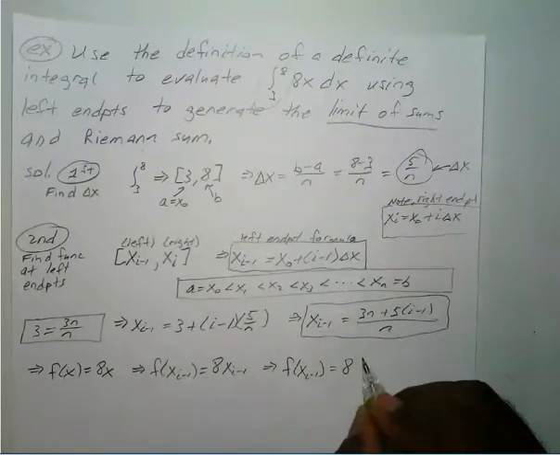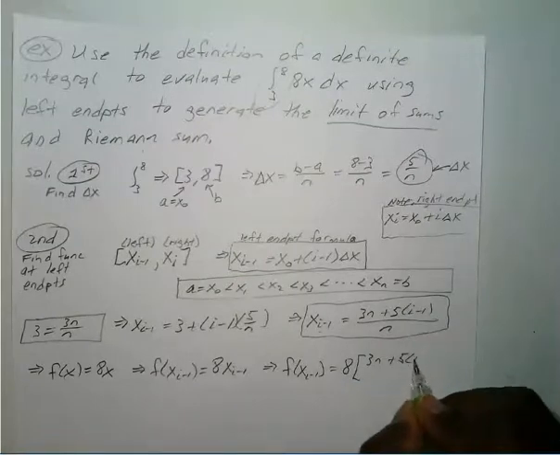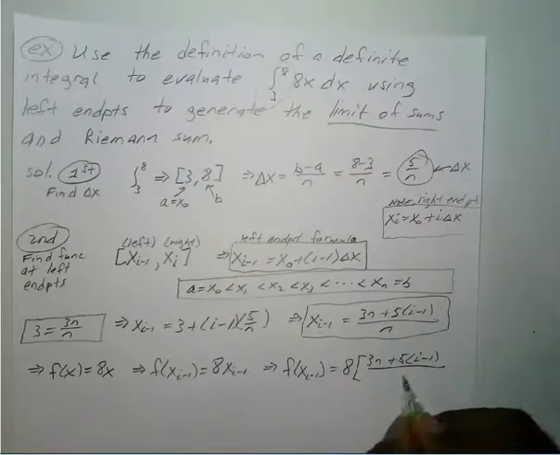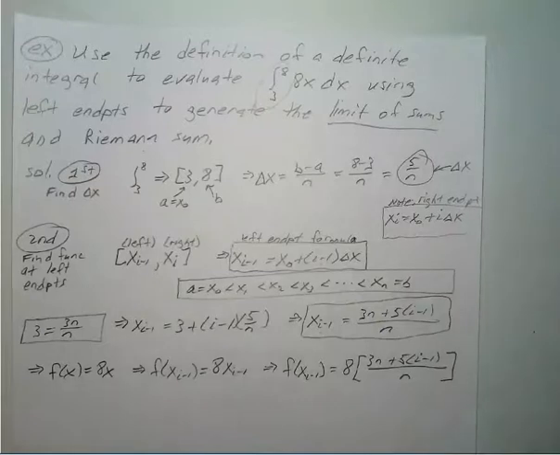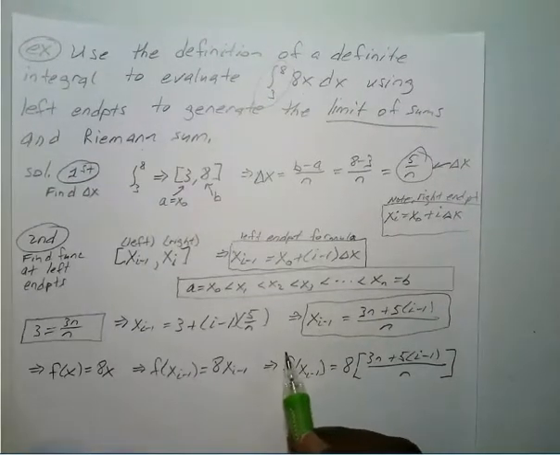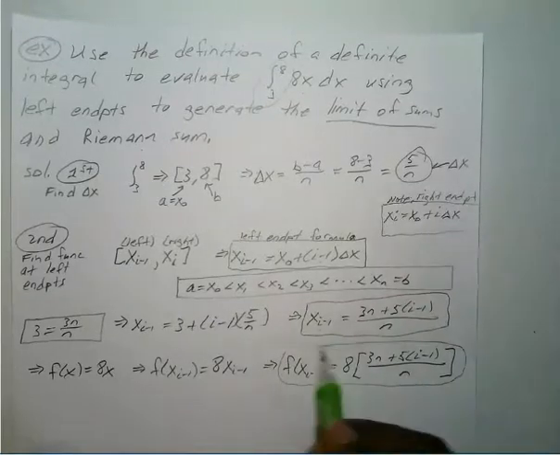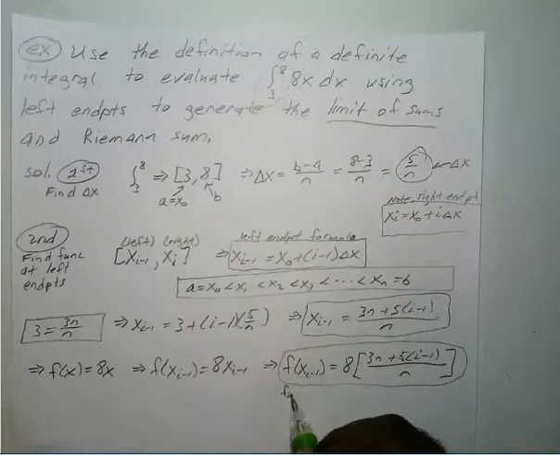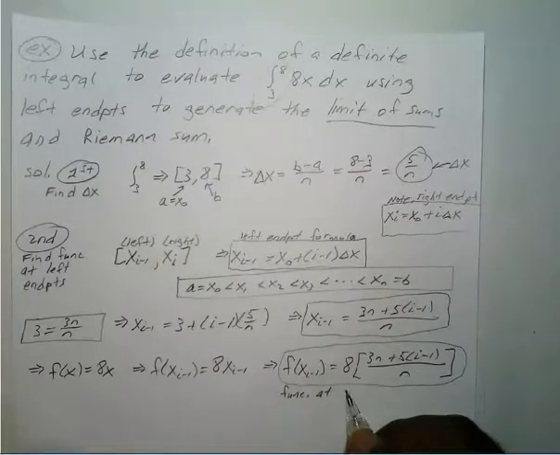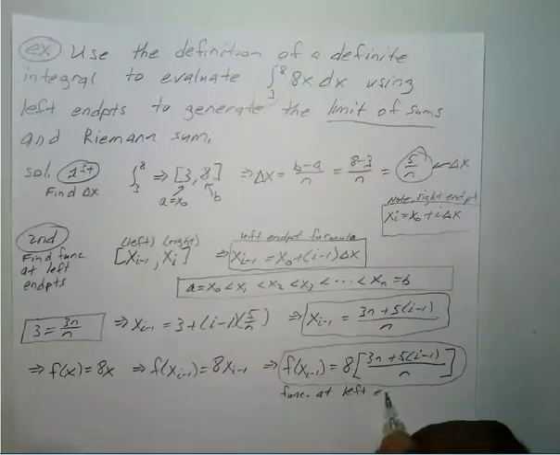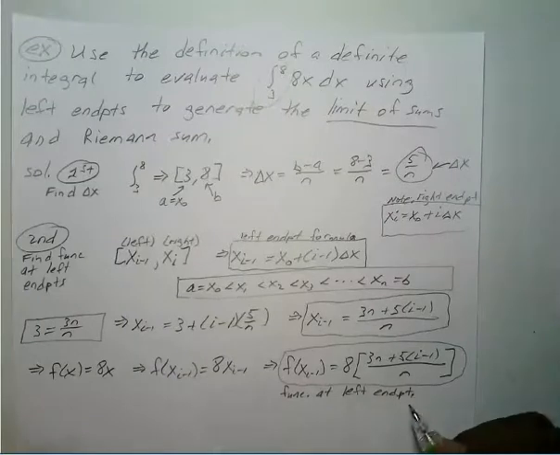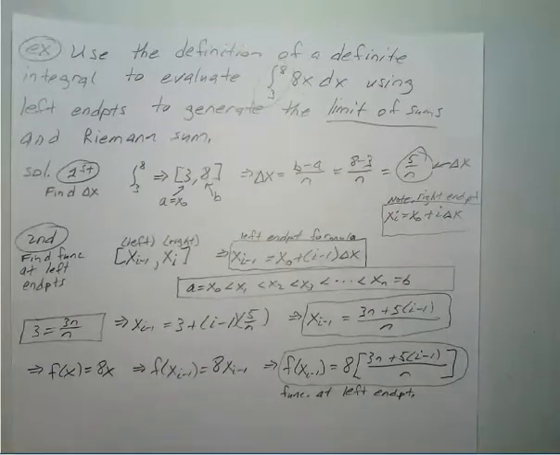So that means your f of x sub I minus 1 is equal to 8 times 3n plus 5 times I minus 1 over n. And this is our function at the left endpoint. Okay, it's not our limit sum yet. We haven't gotten to our limit sum, but it is our function at our left endpoint.